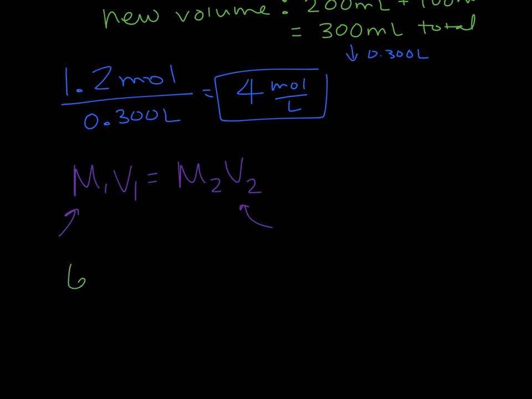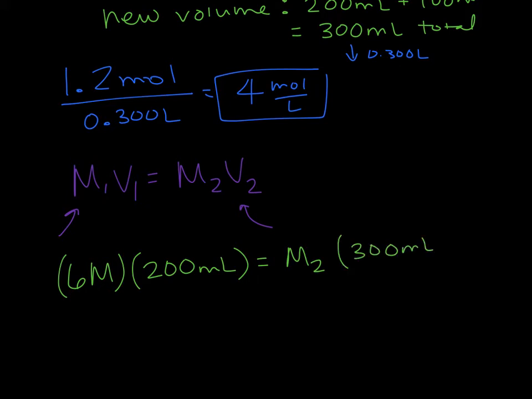So I've got 6 molar for my M1. V1 is going to be 200 milliliters, and I can leave it in milliliters. M2 is what I'm looking for, and my V2 is 300 because that's my new total volume, right? So that's one place where students make a lot of mistakes, is that they don't use 300, they would put 100 here. You have to use the new total volume.